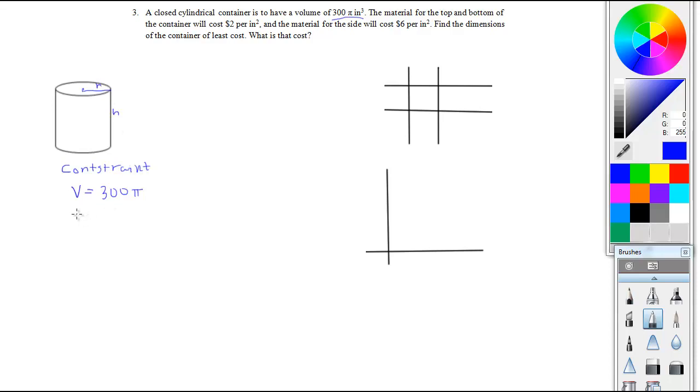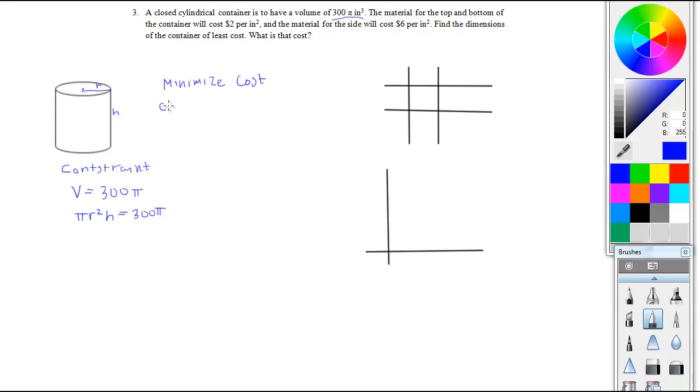and the height, and it is the area of the base, which is a circle, pi r squared times the height, and that is required to be 300 pi. The function we want to minimize is the cost. We want to minimize the cost, and the cost involves the fact that the top and the bottom cost $2 per square inch and the sides cost $6 per square inch.